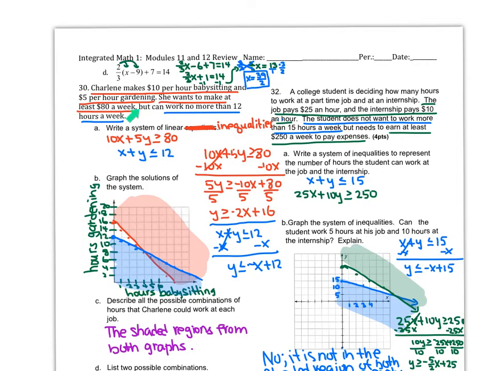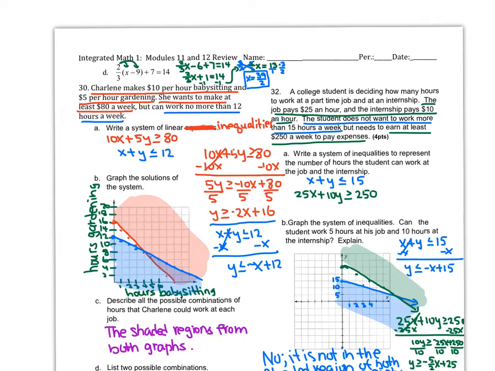Number 30, part D is repetitive. It's similar to part A. 30 is repetitive because we've done that one like it already. But the only difference is that she wants to make at least 80. So that means she wants to make more than or equal to 80, which means that it'll be greater than or equal to 80.